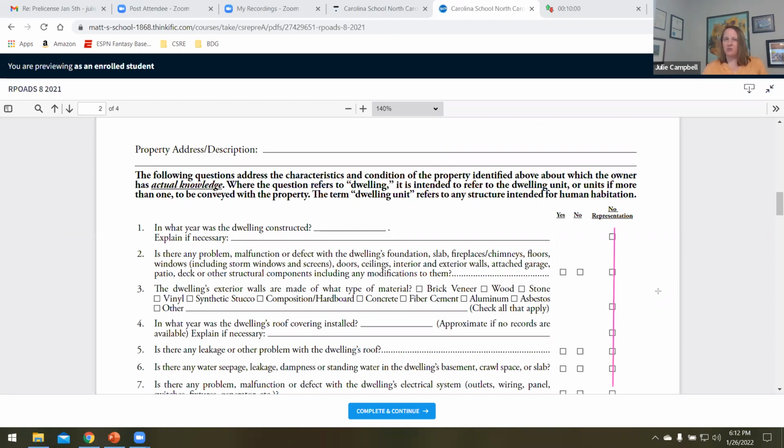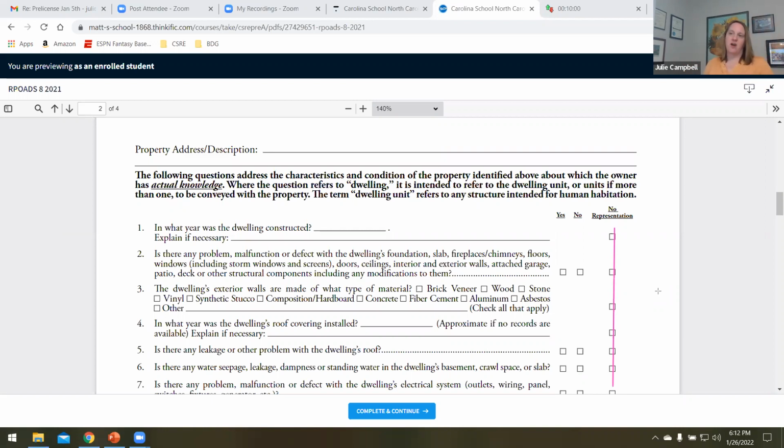So many agents, when they see no representation, have a flag go up. Oh, the seller's shady and they're trying to hide something. They're exercising their right as sellers in North Carolina. It's a mandatory form, which means they have to complete it. Mandatory form, optional disclosure. It is always the buyer's obligation to learn about the property while they're under contract, regardless of how the seller completes this form.